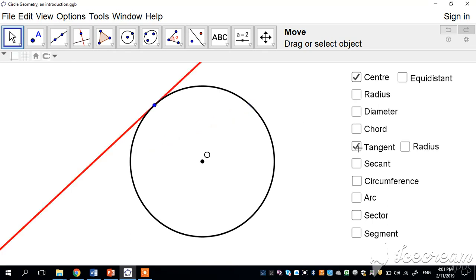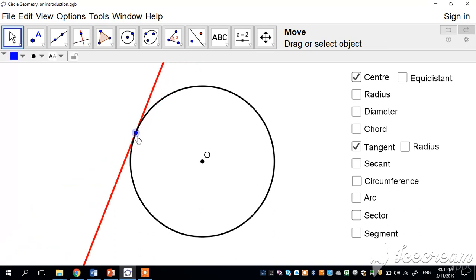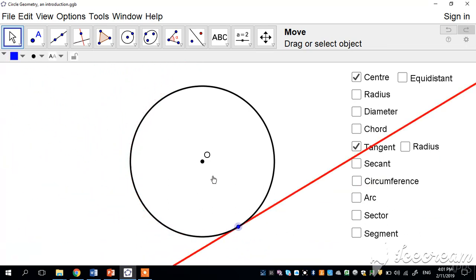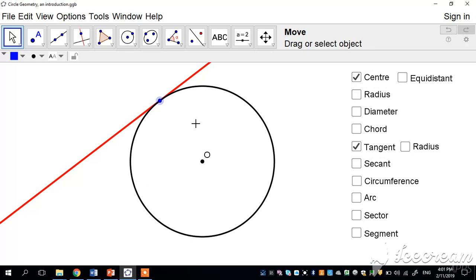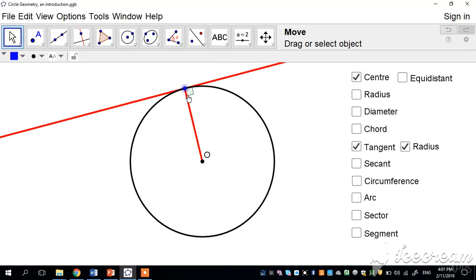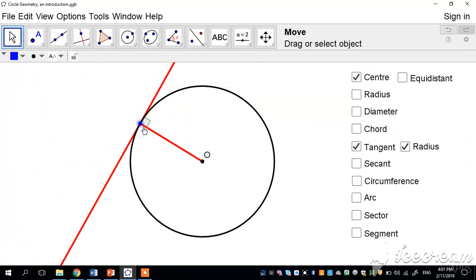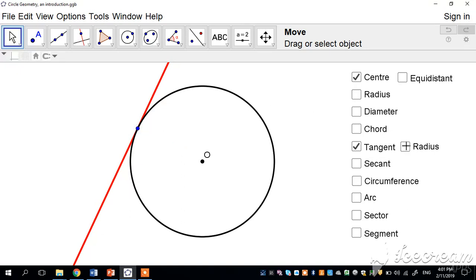All right, a tangent. A tangent is a straight line that touches a circle at one point. If we bring up the radius and a tangent, one of the rules we're going to look at later in this series of videos is a tangent and a radius meet at 90 degrees. But we'll talk about that more in another video.